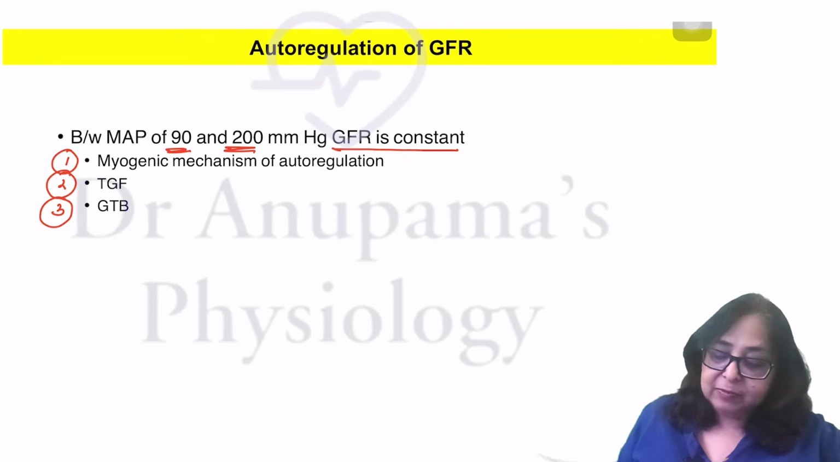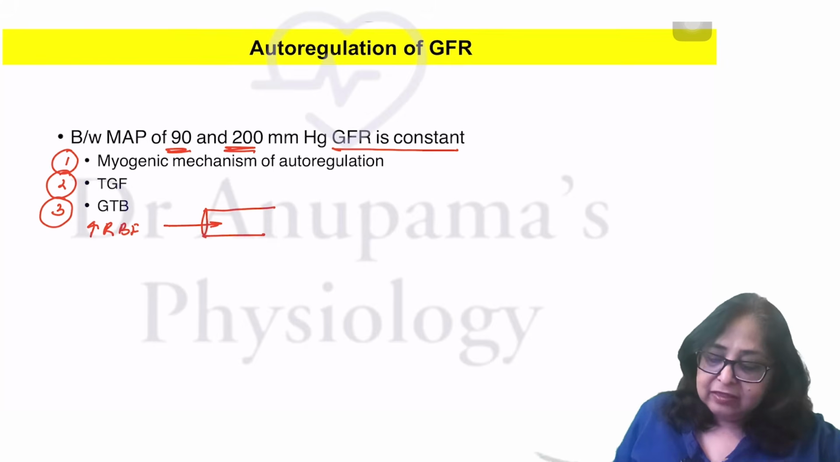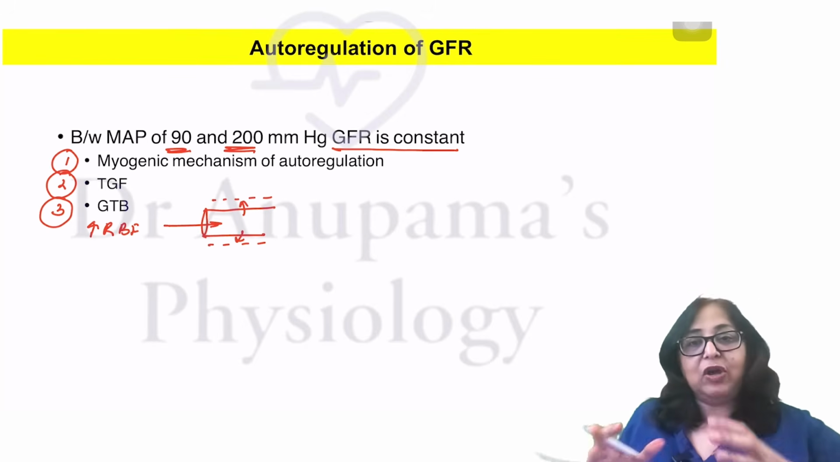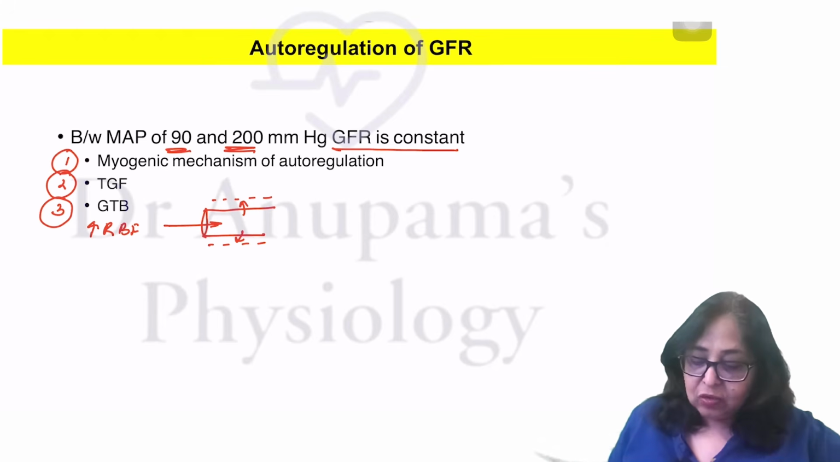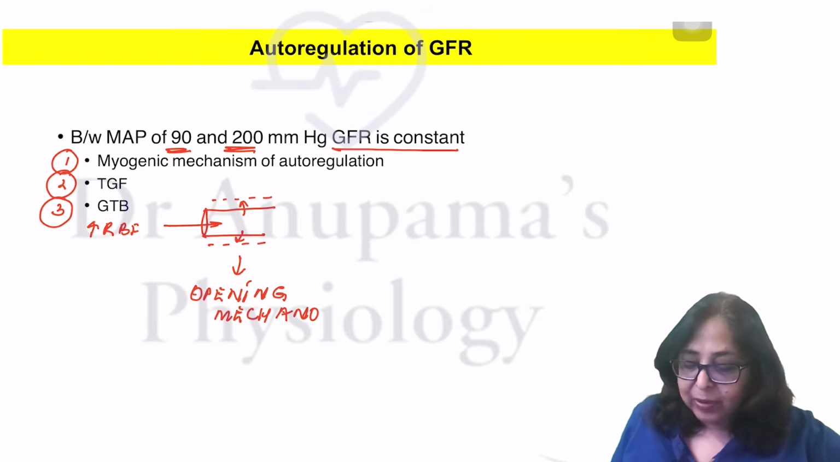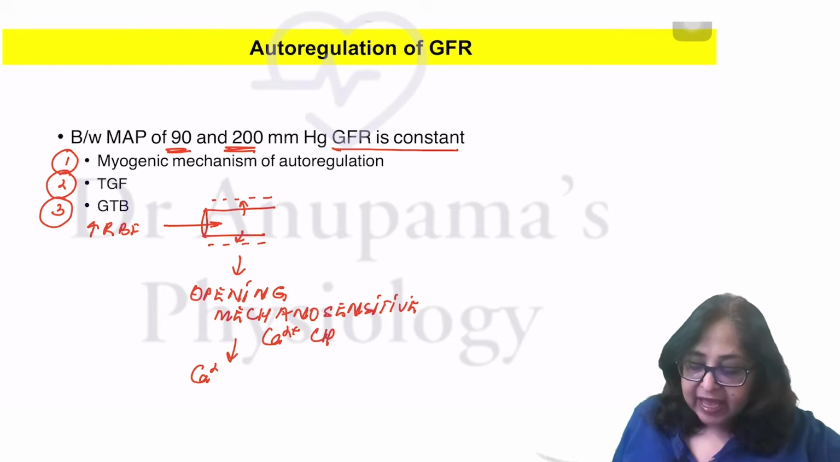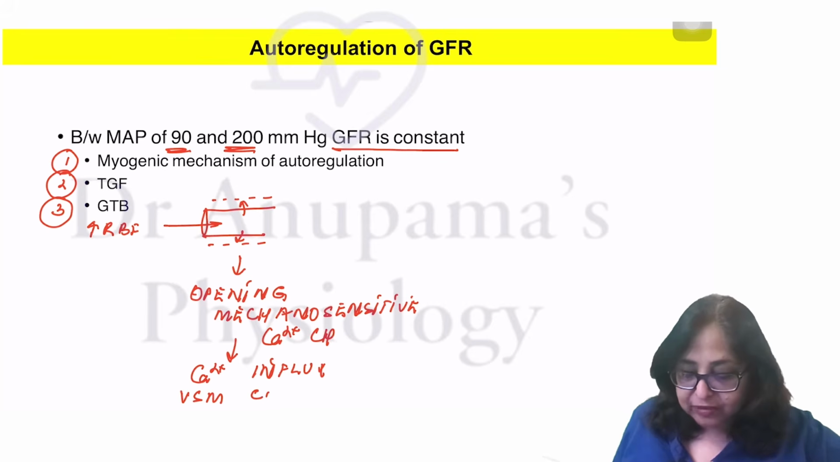What is the myogenic mechanism of autoregulation? Now, supposing there is an increase in renal blood flow due to any cause, this will start causing a stretch of the vessel wall. And because of a stretch of the vessel wall, this causes opening of what are known as the mechanosensitive calcium channels. And when these channels open, there is going to be an influx of calcium, and influx of calcium now causes the vascular smooth muscle contraction.